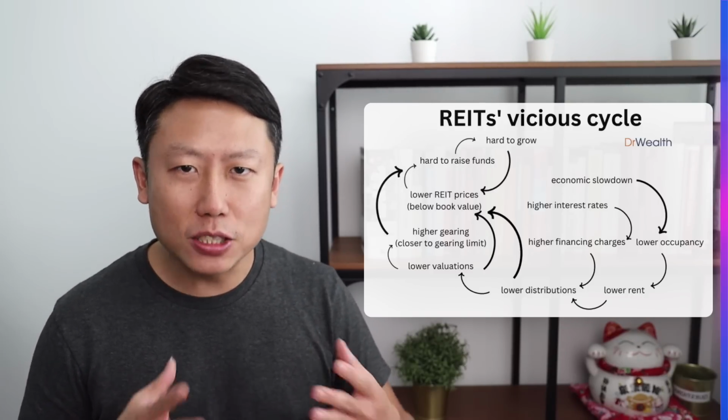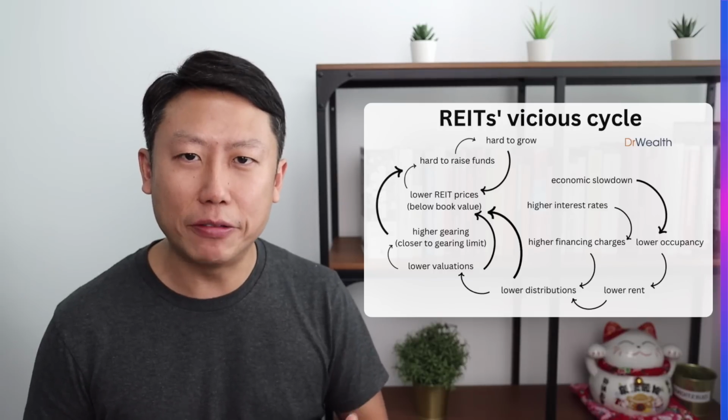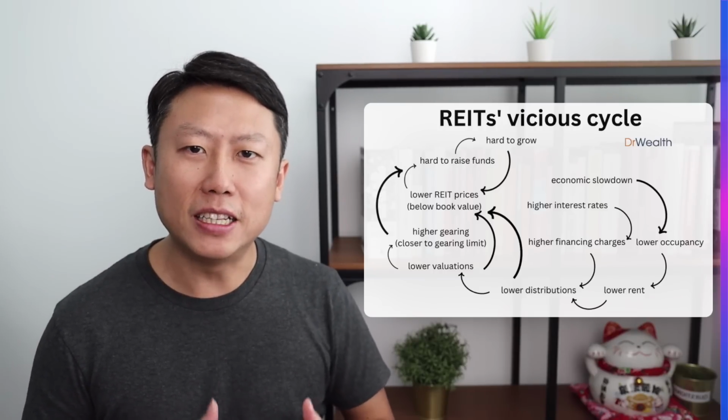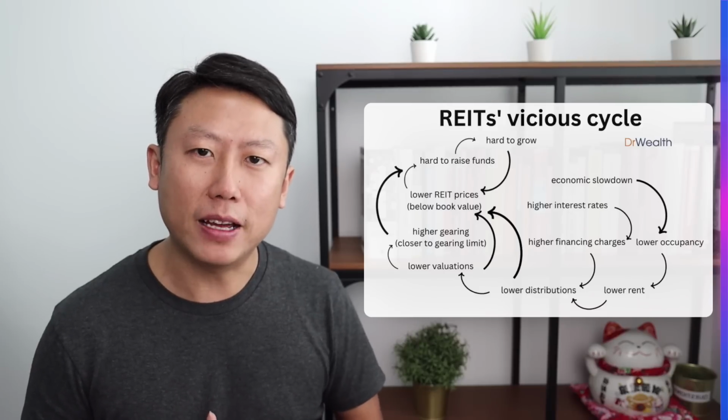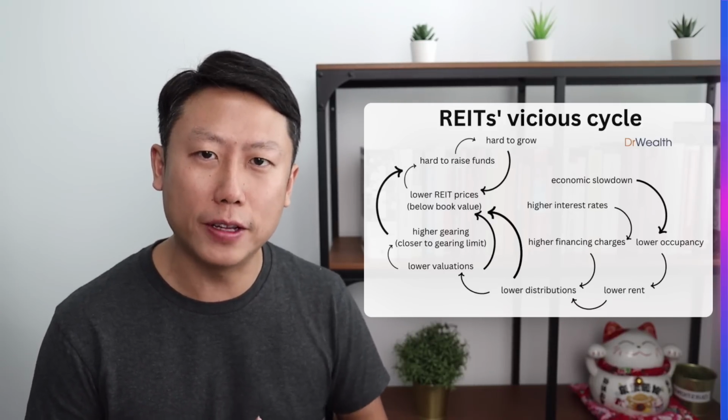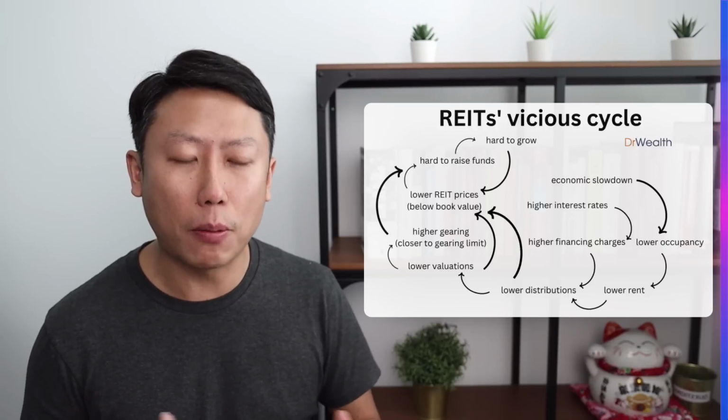And even if they're still within this 50% gearing limit, the issue is that they will not be able to borrow more money given this climate, right? Because they have little debt room left, and without the ability to raise money, they will be unable to grow further, unable to buy more properties and grow the portfolio.